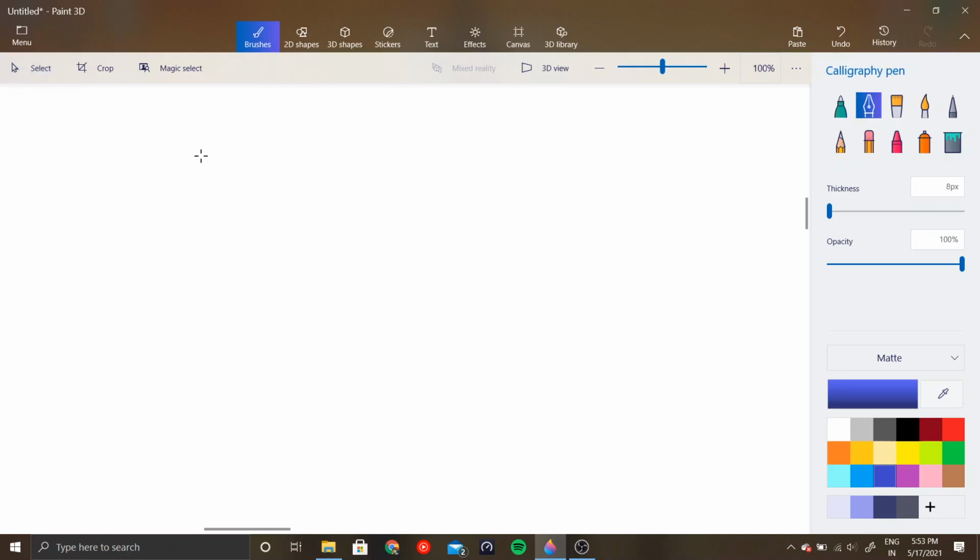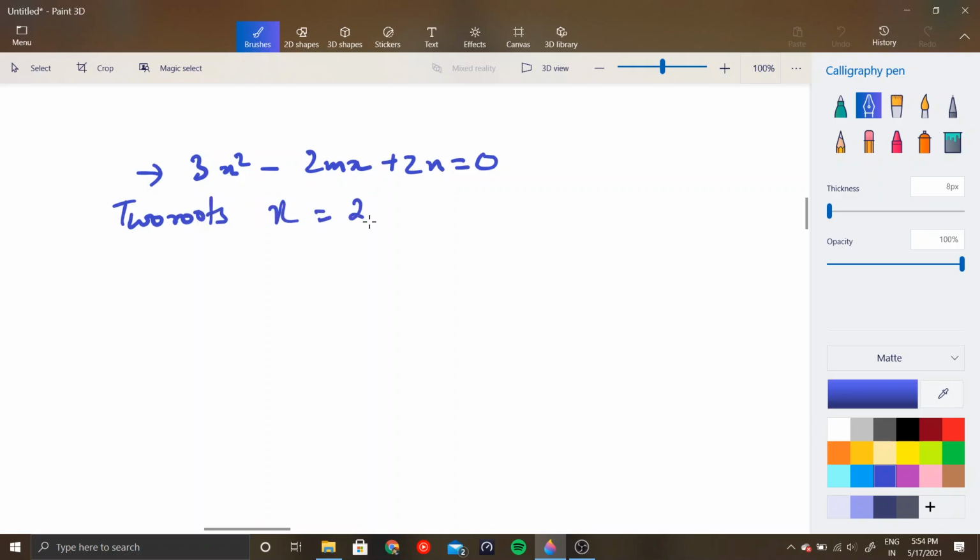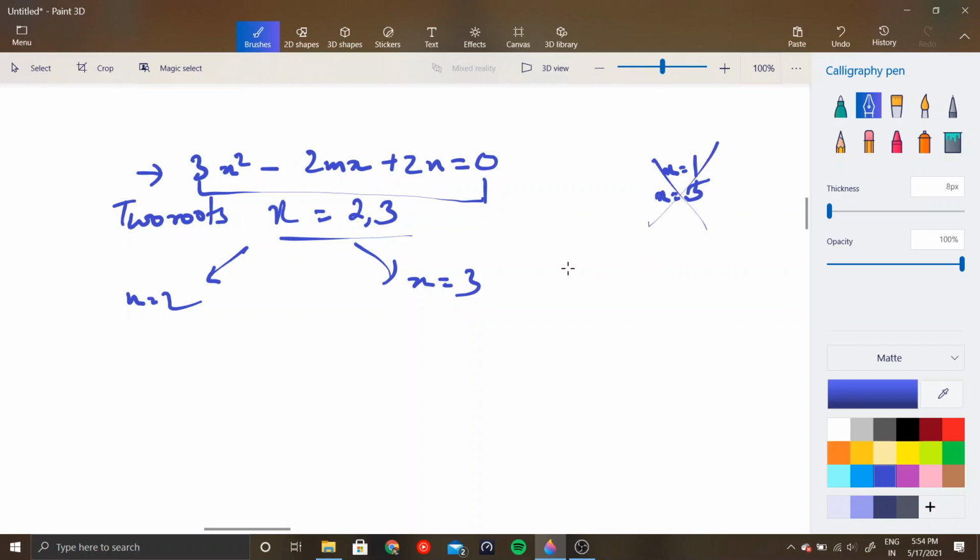You have a quadratic equation 3x square minus 2mx plus 2n equal to 0. It is given that this equation has two roots, x equal to 2 and 3. What this basically means is, for x equal to 2 and for x equal to 3, this equation will be satisfied, and for any other value of x, suppose x is 1 or x is 5, this equation will not hold. So there are basically two solutions to the equation.